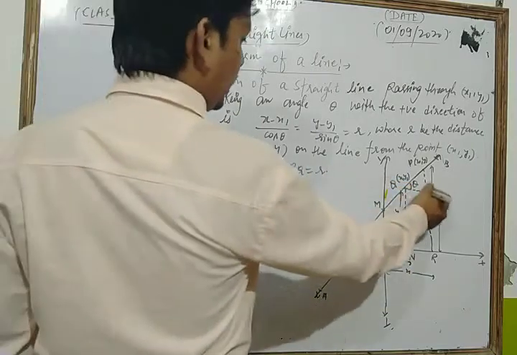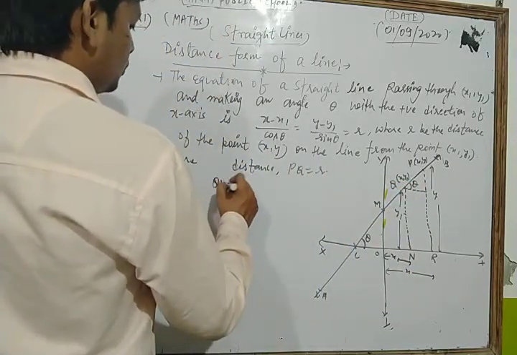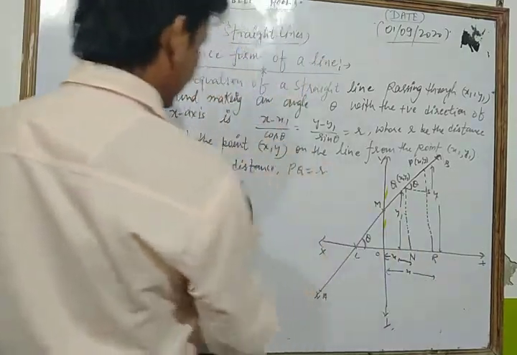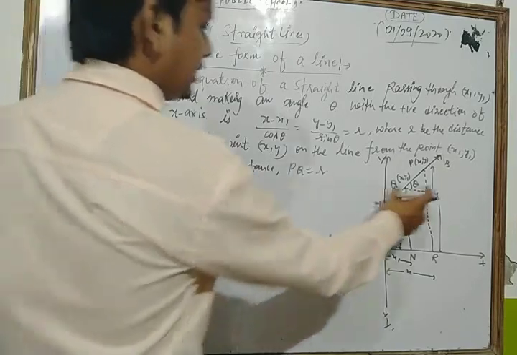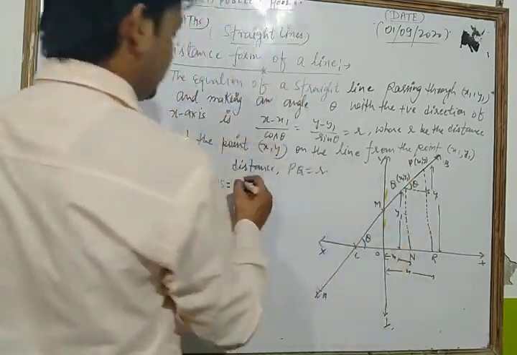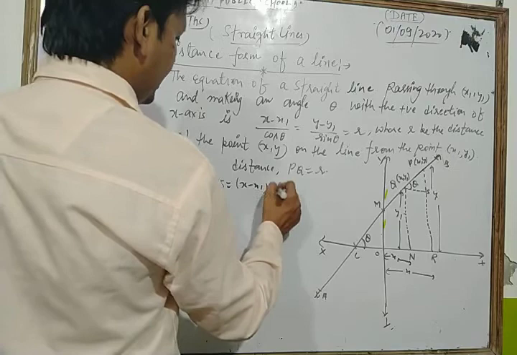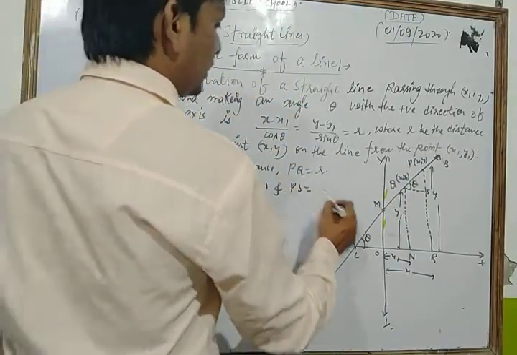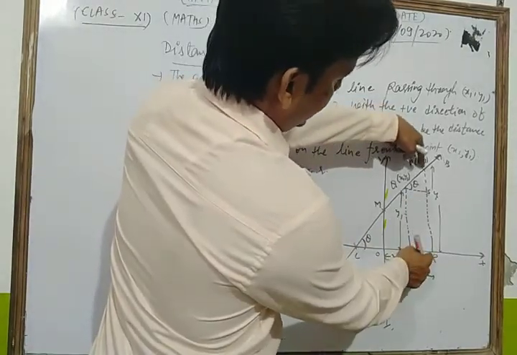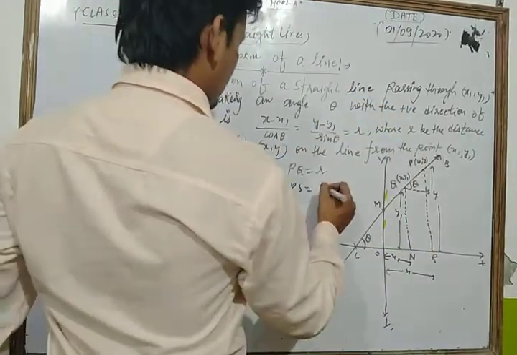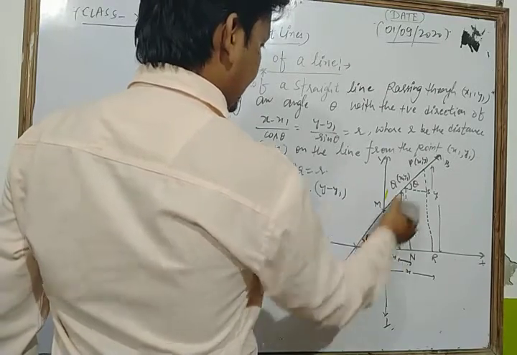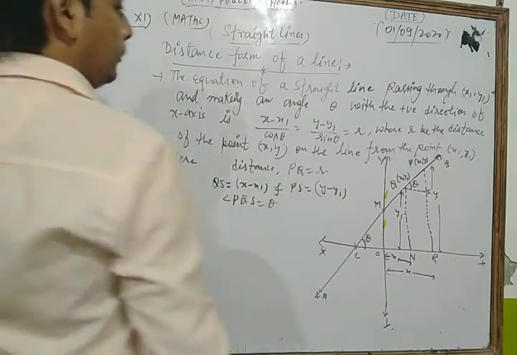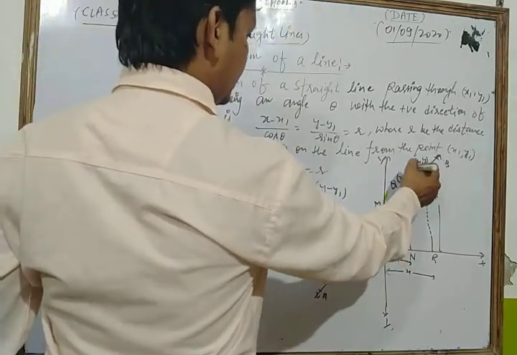Now, distance QS is what? From the figure, let us take it as QS. Distance QS is x minus x1. And distance PS is y minus y1, and angle PQS is theta. Now look, distance PQ is r.